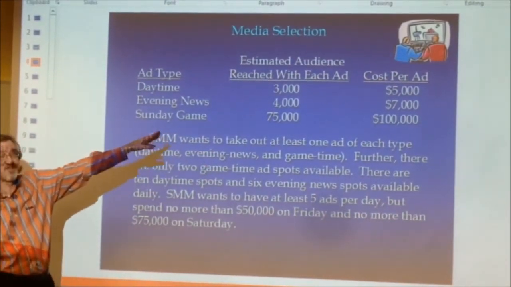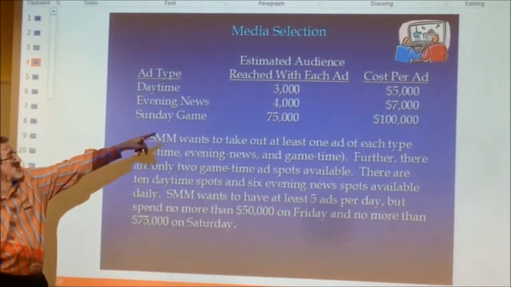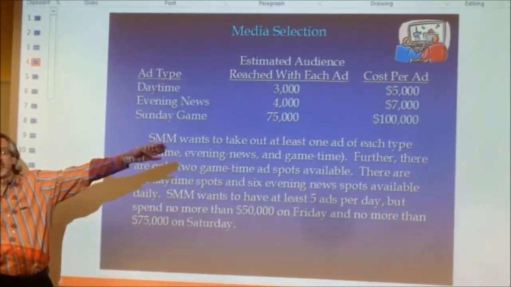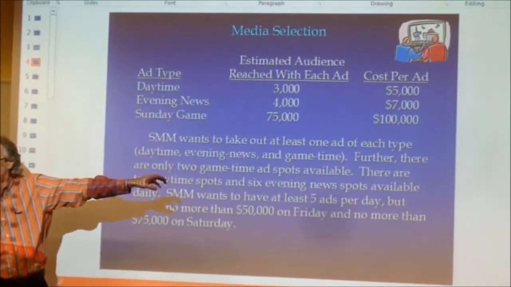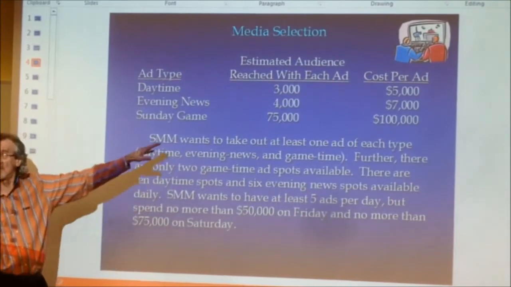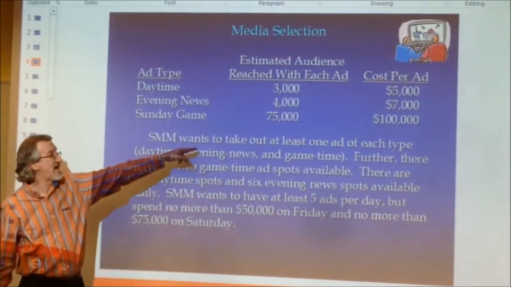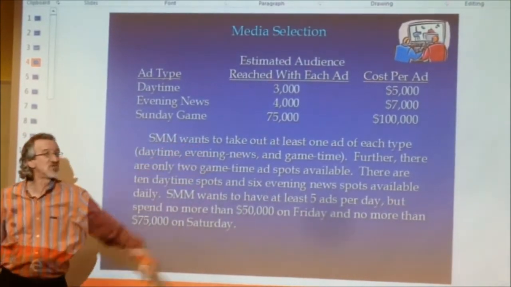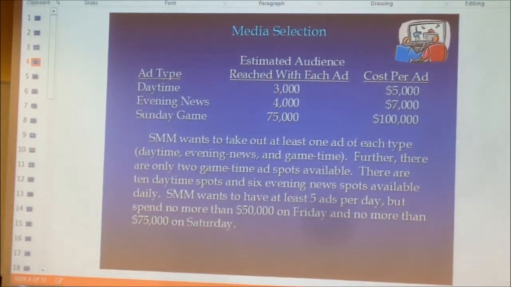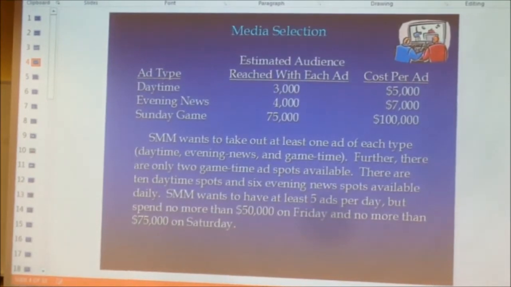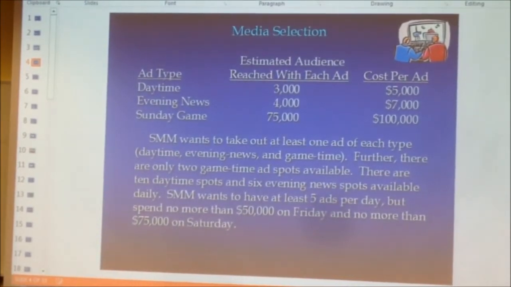That should be more like 30,000. Evening news, you're going to reach about 4,000 for $7,000 each ad. It doesn't matter which day it's on. Okay, keep that in mind. Sunday game, you're reaching 75,000, but it's $100,000. What is that? Half your budget, almost. Not quite. Less than half your budget, all on one ad, but you're reaching how many times the people?